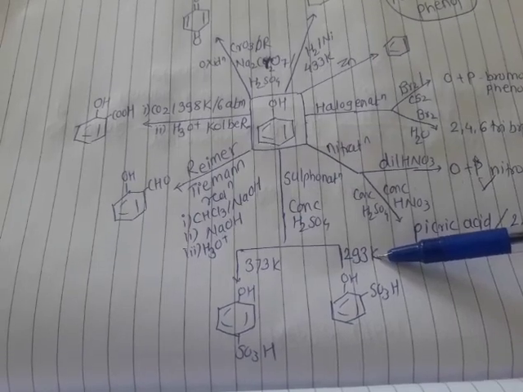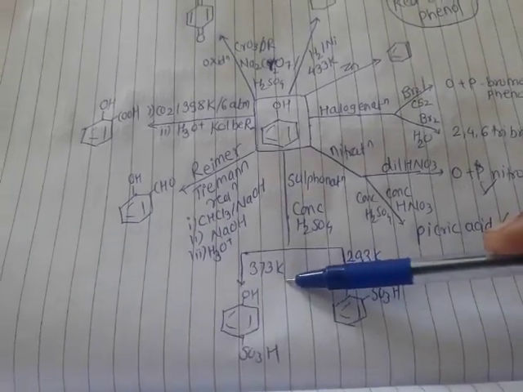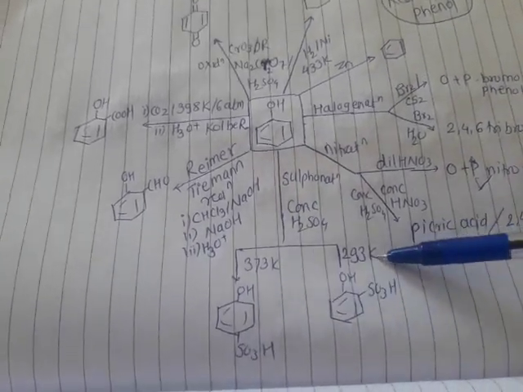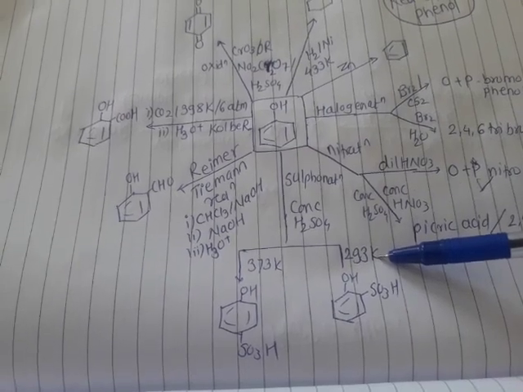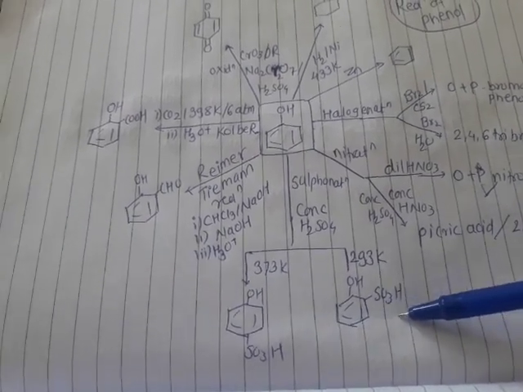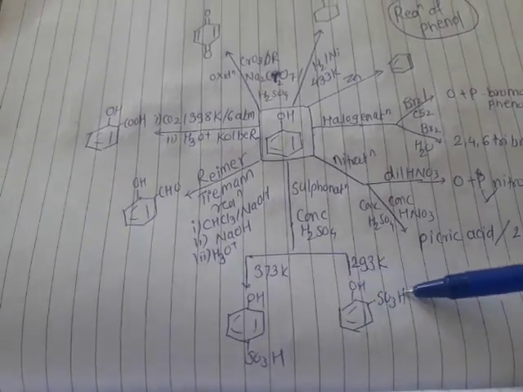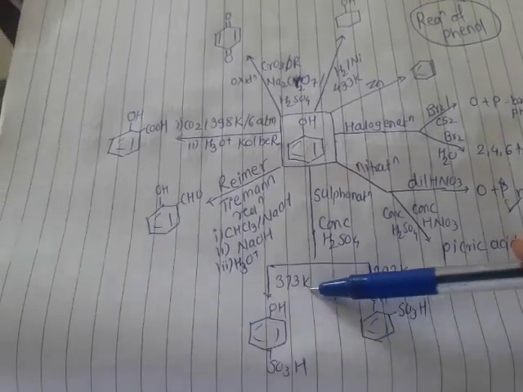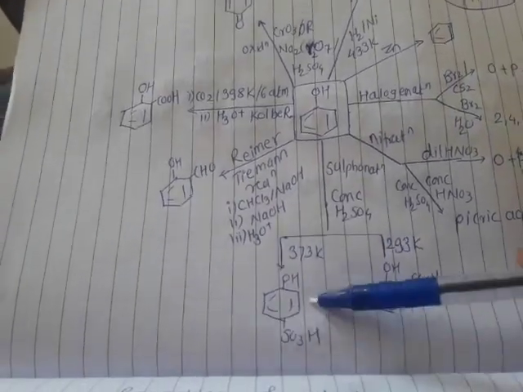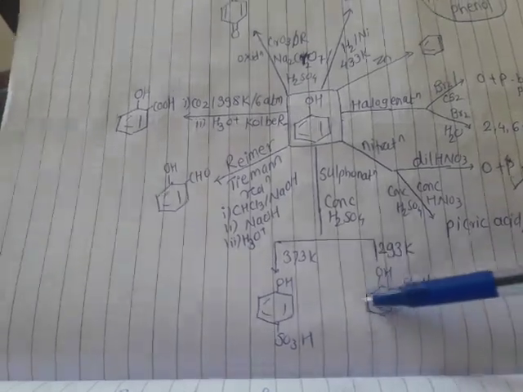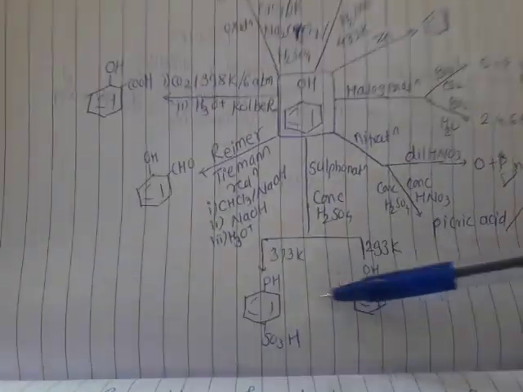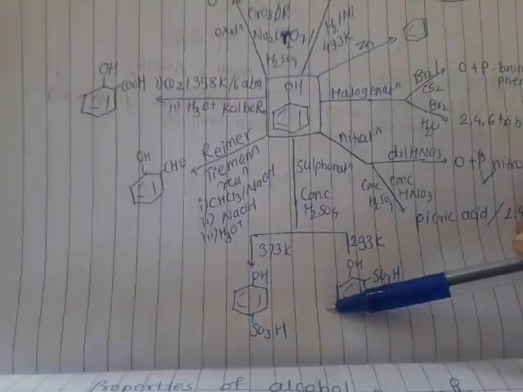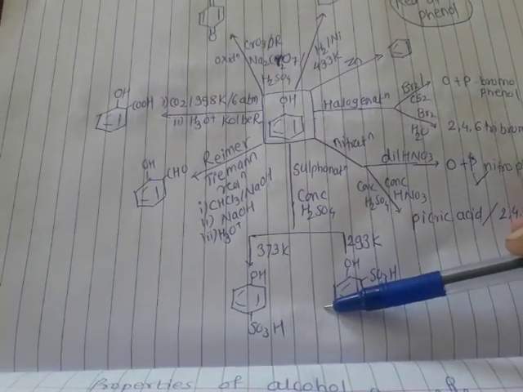One is 293 Kelvin and the other is 373 Kelvin. At 293 Kelvin, that is at room temperature, we get orthophenol sulfonic acid, and at higher temperature we get paraphenol sulfonic acid. Here we don't get a mixture of these two together, or we don't get 2,4,6 tri-substituted phenol.